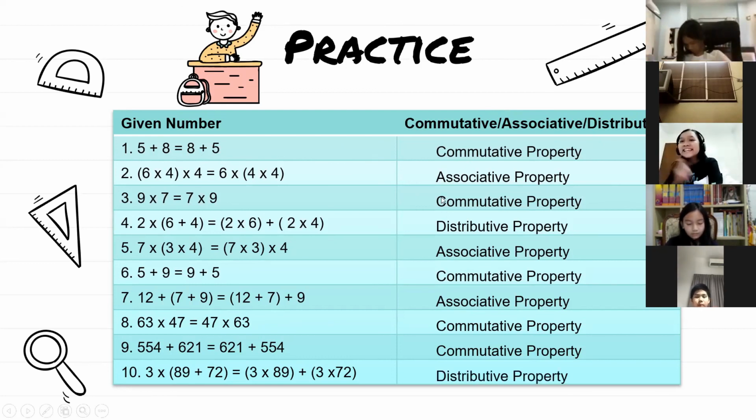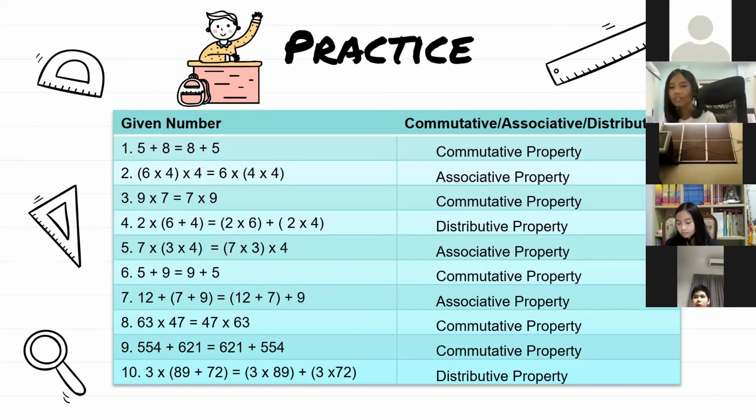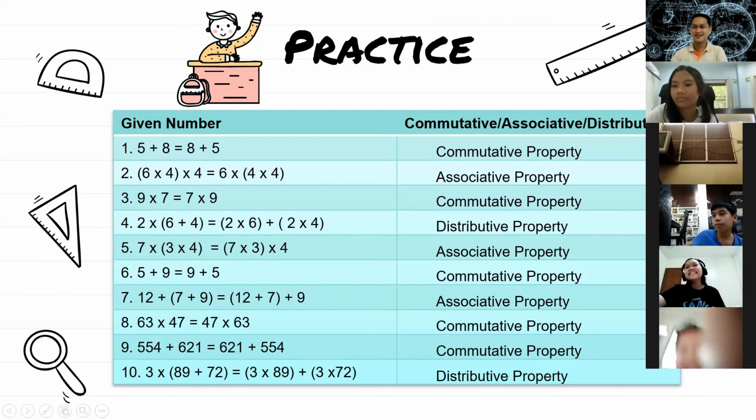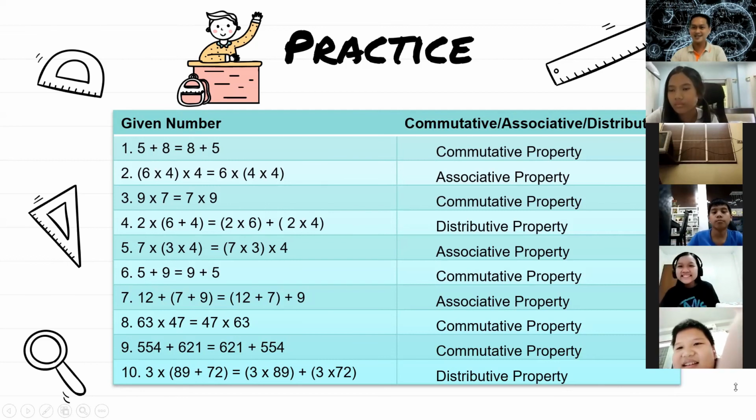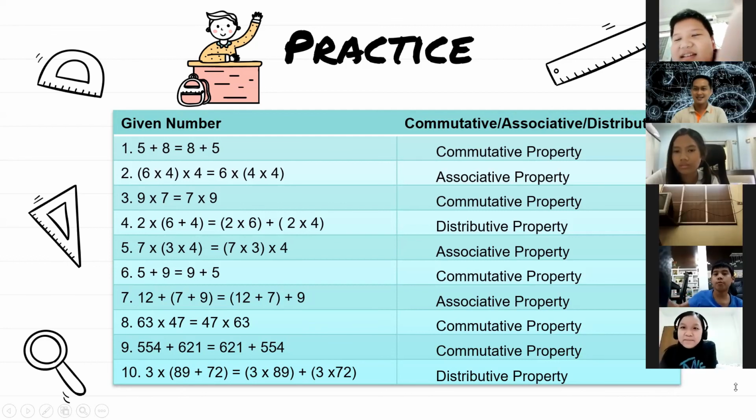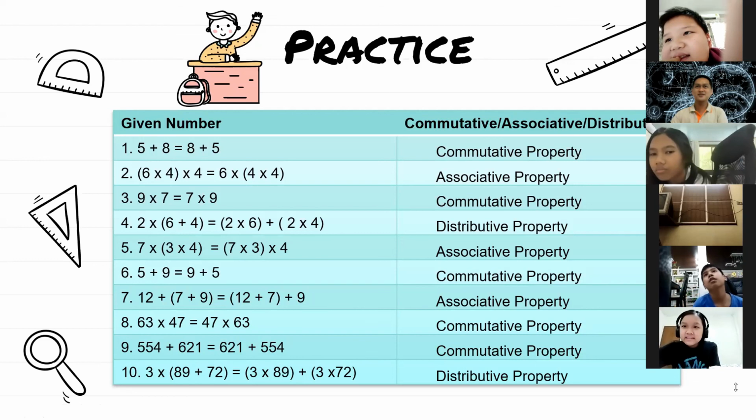Anyone else? No more. Okay, how about commutative property of multiplication? Example, 9 times 7 equals 7 times 9. Who else can give an example? Okay, Kiki. 5 times 7 equals 7 times 5. Who else wants to give an example? Yes, Sugat. 2 times 3 equals 3 times 2. Very good.